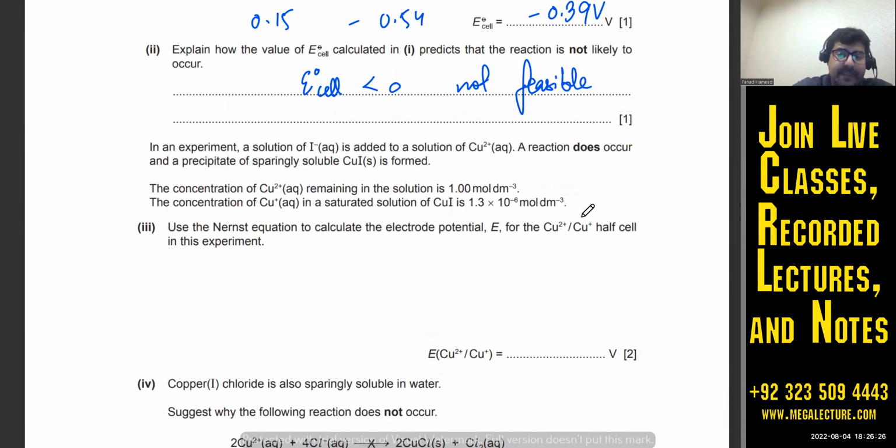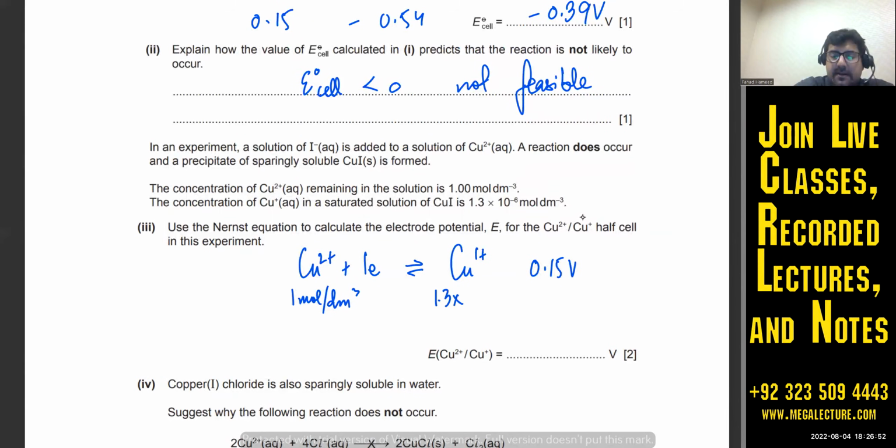So the thing is, he's doing this reaction but under non-standard conditions. ये कितना था, 0.15 volts था. So he's doing this reaction under non-standard conditions where he mentioned copper 2 plus as 1 mole per dm cube. Take your calculator out again. And copper 1 plus is 1.3 times 10 power minus 6 mole per dm cube, right? So you've got this reaction.